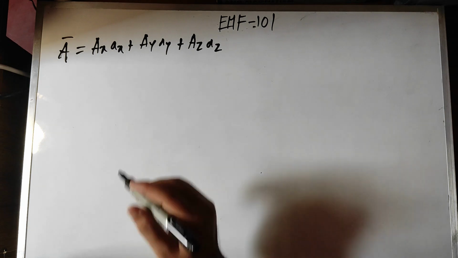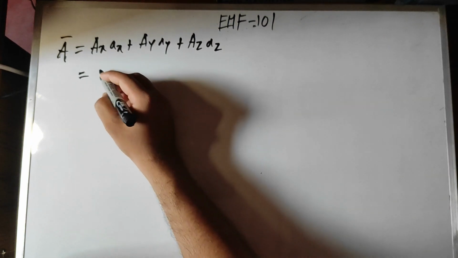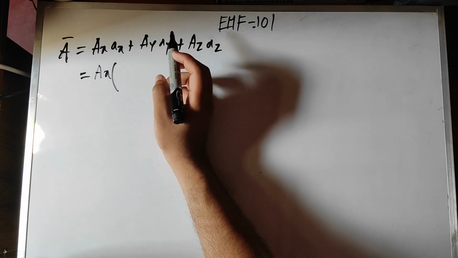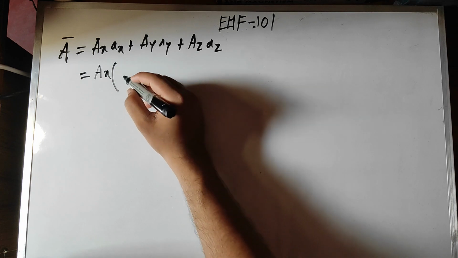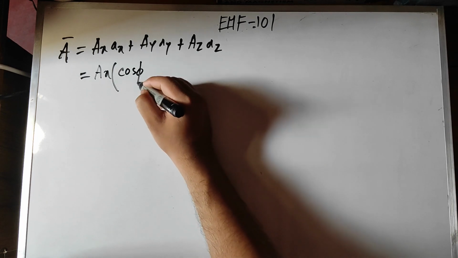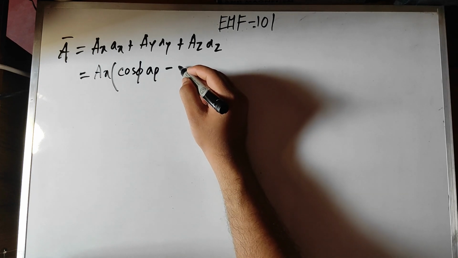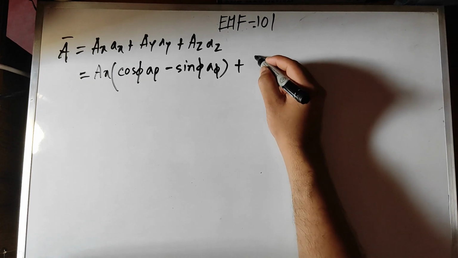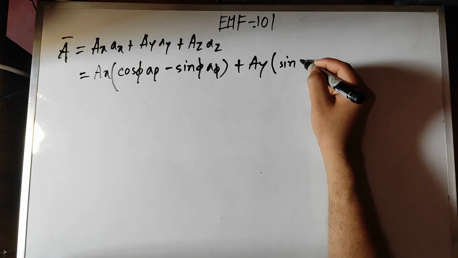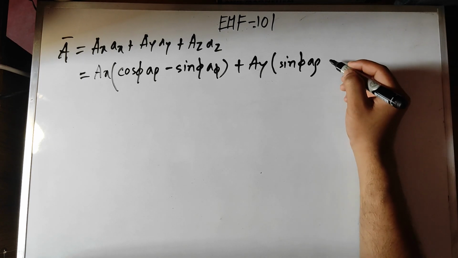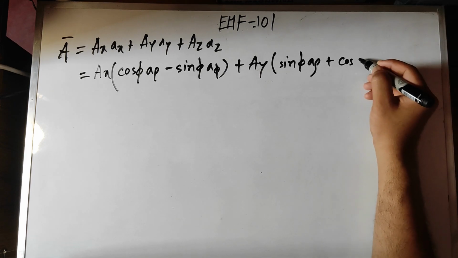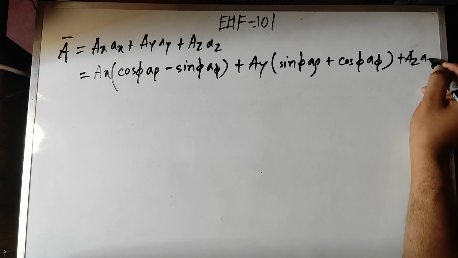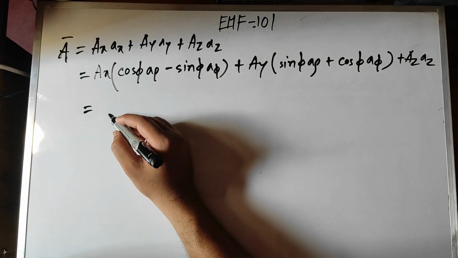If we replace ax with its value in terms of cylindrical, rho, phi, z, ax has the component cos phi a rho minus sin phi in the direction of a phi, plus ay is sin phi a rho plus cos phi a phi, and az is az.